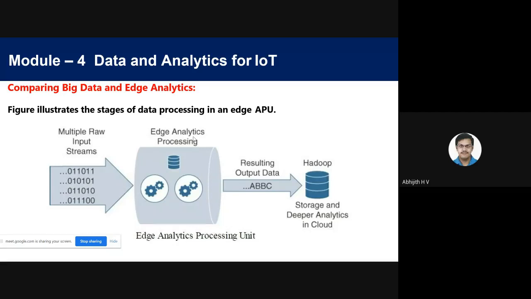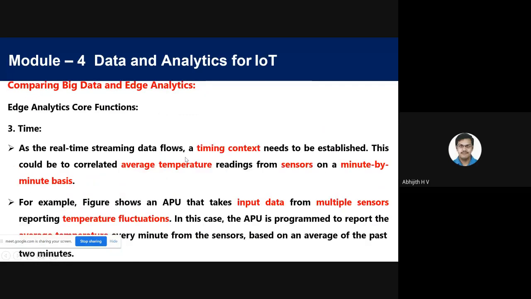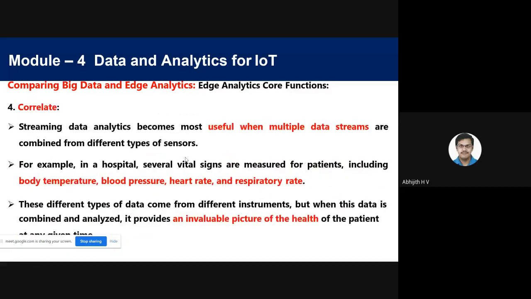So we call this correlation: combining or relating multiple parameters for taking certain decisions or for certain processing. We call this operation correlation, and it will again be performed by this edge node. It can perform that.